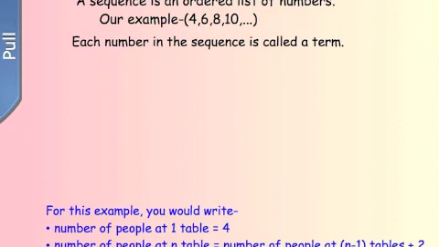So here are a couple more definitions that you need to know. The next word is the word sequence. A sequence is an ordered list of numbers. So our example was 4, 6, 8, 10, and so forth. Of course, the next ones will be 12 and 14. Do know that each number in this sequence is called a term. So the number 4 would be our first term, 6 would be our second term, 8 would be our third term, and so forth. All right, so 2 words that you need to know, sequence and term.